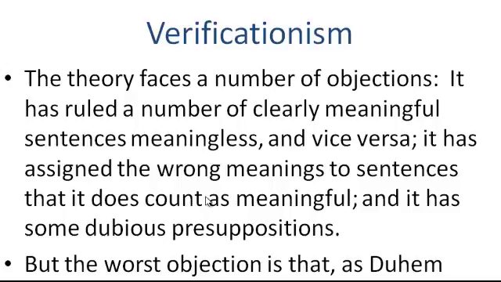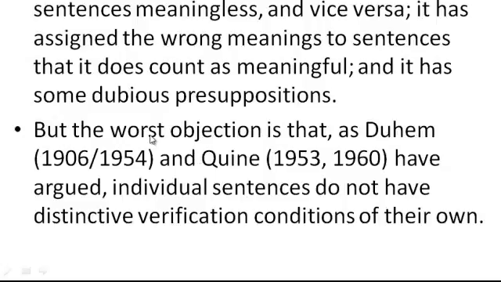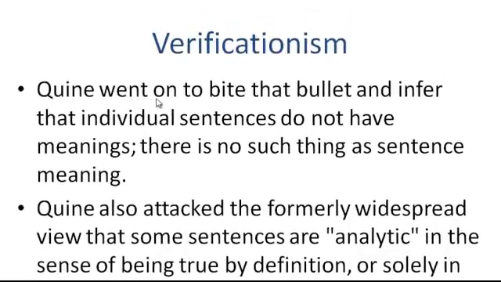So that's the first objection, but there's also another objection, which is regarded as the worst. The worst objection is that, as Duhem and Quine have argued, individual sentences do not have distinctive verification conditions of their own. But you also need to think about verifying individual sentences. Is that possible in reality? I don't think so. So Quine went on to bite that bullet and infer that individual sentences do not have meanings. There is no such thing as sentence meaning. That is according to Quine.